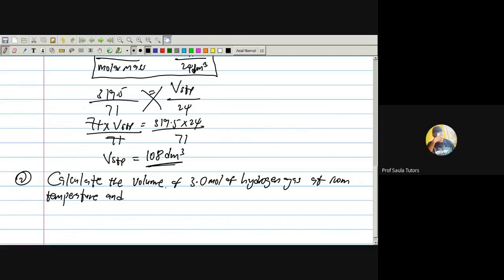Okay, so because this is actually GCSE I'm looking at, even if you don't do it now, it's to strengthen your understanding and you do it later. So calculate the volume of 3 mole of hydrogen gas at room temperature and pressure. Still the same formula.